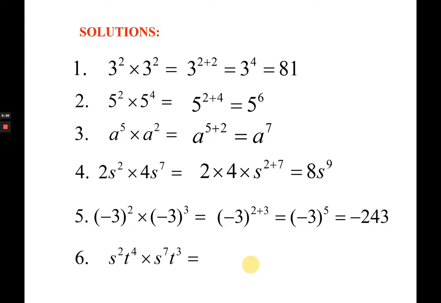Next, number 6, you have two variables. You just separate s and t and add their exponents. S has 2 and 7. T has 4 plus 3. 2 plus 7 is 9. 4 plus 3 is 7. So you have s to the power of 9, t to the power of 7. That's it.